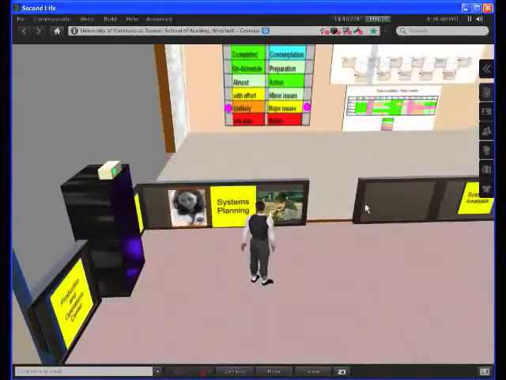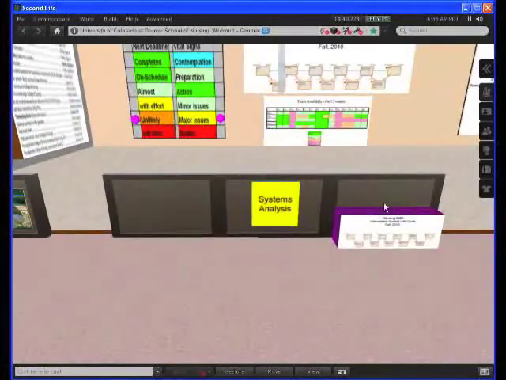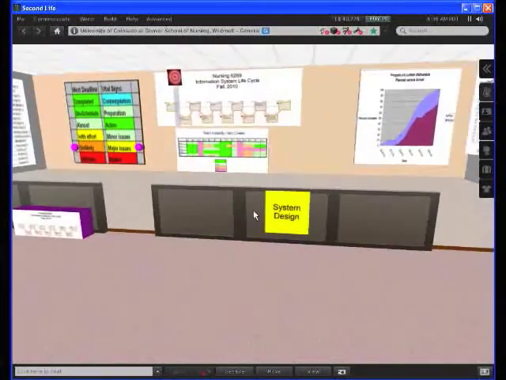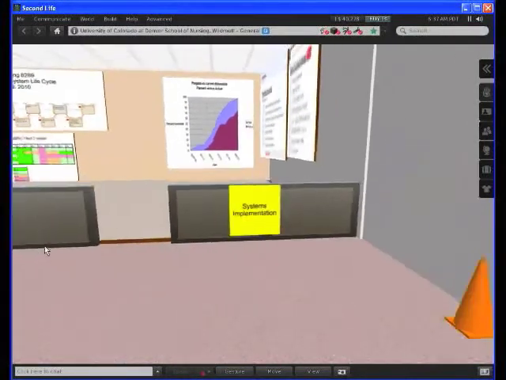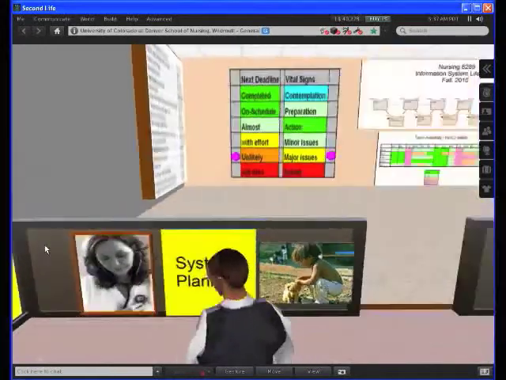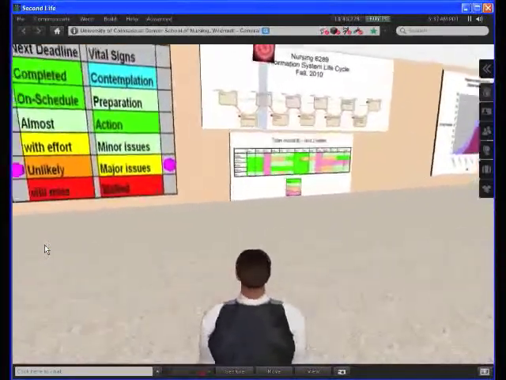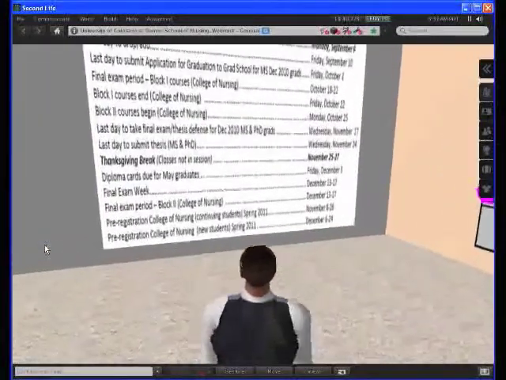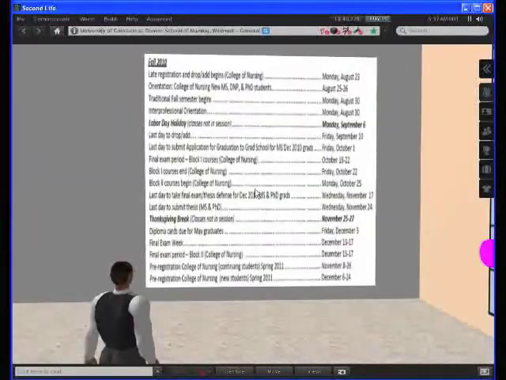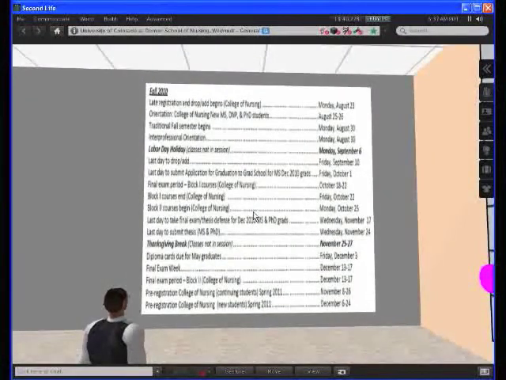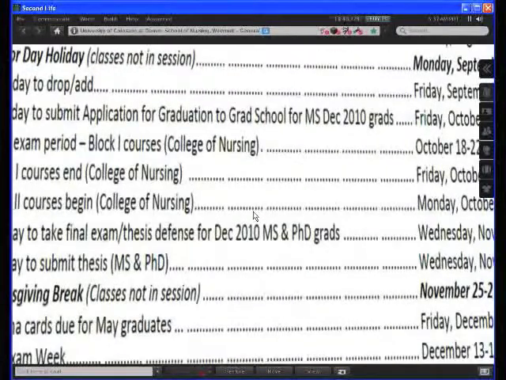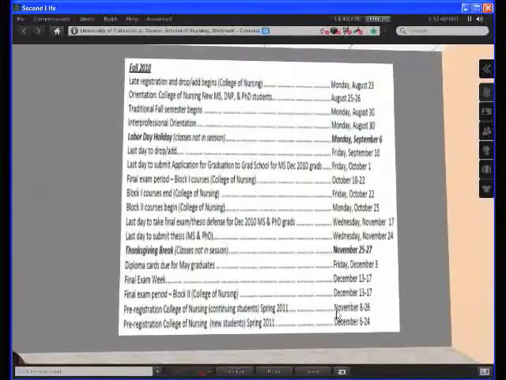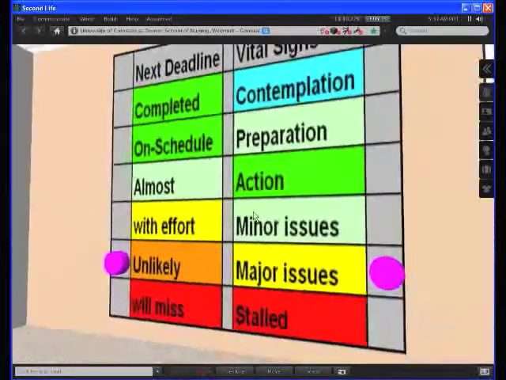Okay, let's take a look at an informatics area. This is planning, analysis, systems design, and implementation and evaluation, which is not shown explicitly. And you'll recognize some of these displays here. These are all things to help your team talk about how you're going to proceed. First, of course, is the schedule. Here's the schedule for the University of Colorado College of Nursing for the fall 2010 term. Posted on the left, so you can't say you didn't know.